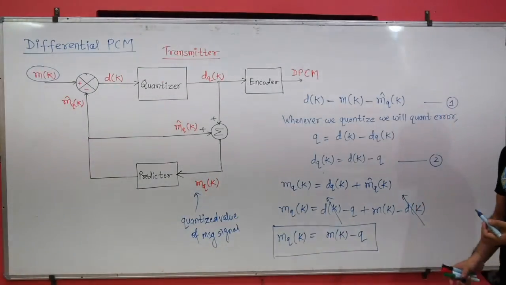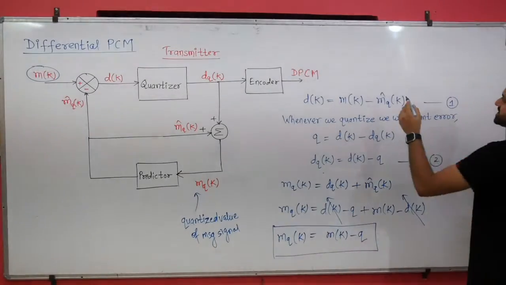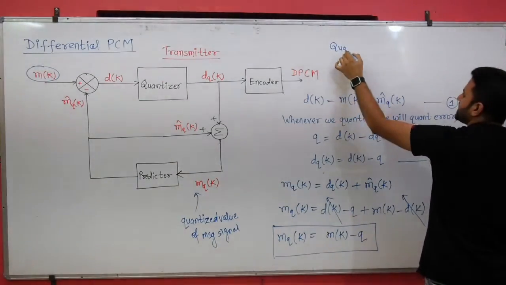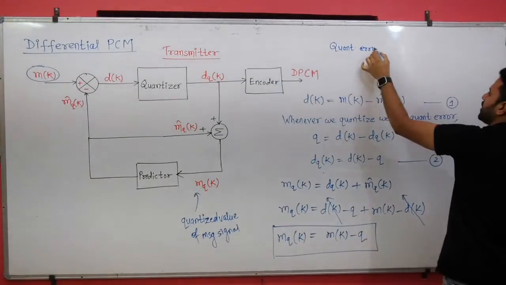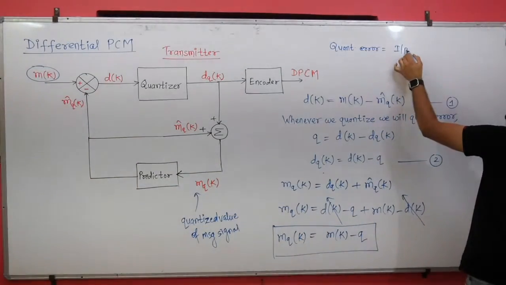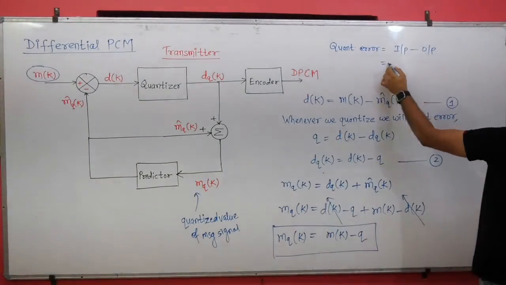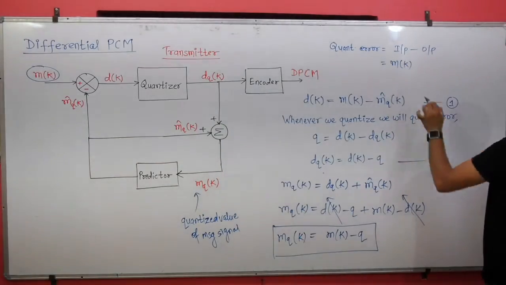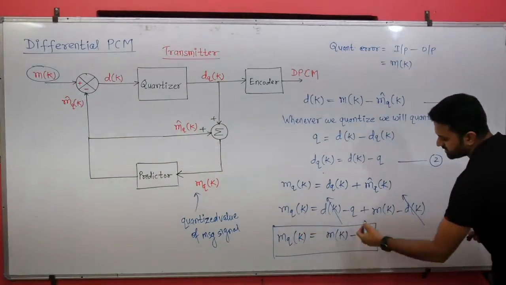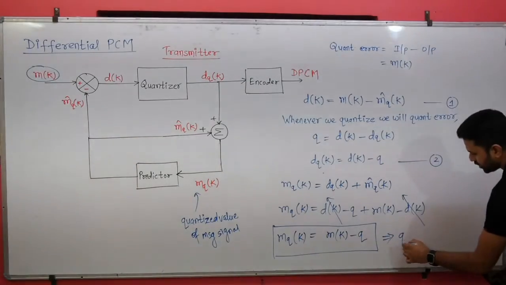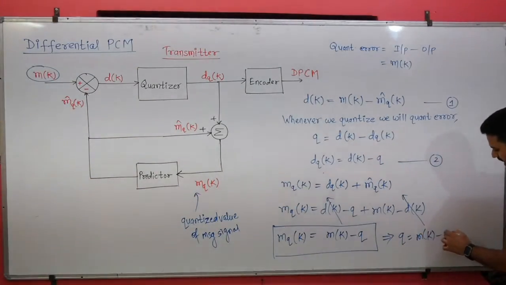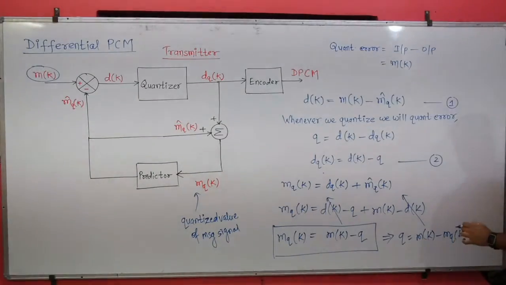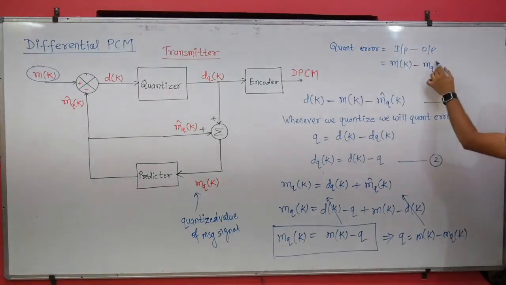What is the quantization error? The quantization error is the difference between input and output of the quantizer. What is the input to the quantizer? According to this equation, the input to the quantizer is MK. So from here you can write Q is equal to MK minus MQK, where MK is the input message signal and MQK is the quantizer output.